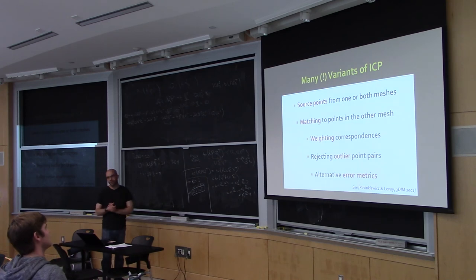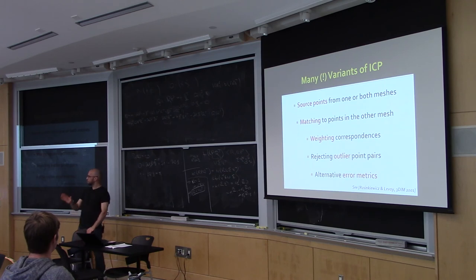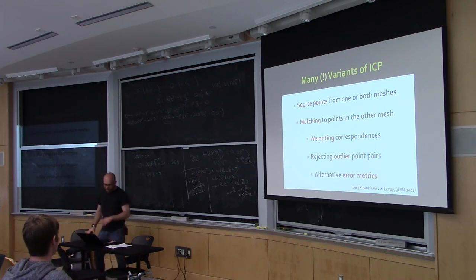So the problem with ICP is that it never actually works. Essentially, this is one of these algorithms that is a local optimization. Remember that I'm optimizing for the matching and the rotation. Every time I do that, the objective value does indeed decrease, but it doesn't get you a global optimum. And so there are so many scenarios where ICP just gets stuck. And that kind of makes sense, right?